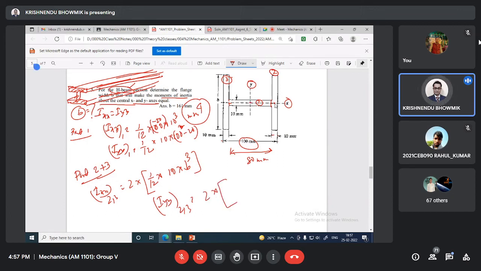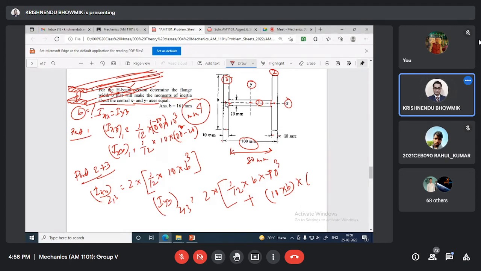So IYY is, if I consider this as the base, then 1 by 12 base is B, height cube, height is 10, basically 10 cube, plus area 10 multiplied by B, multiplied by distance square. Distance is from this to this. Then it is 10 by 2, this is 10 by 2. Or maybe I can directly write it is 50 basically. Okay.